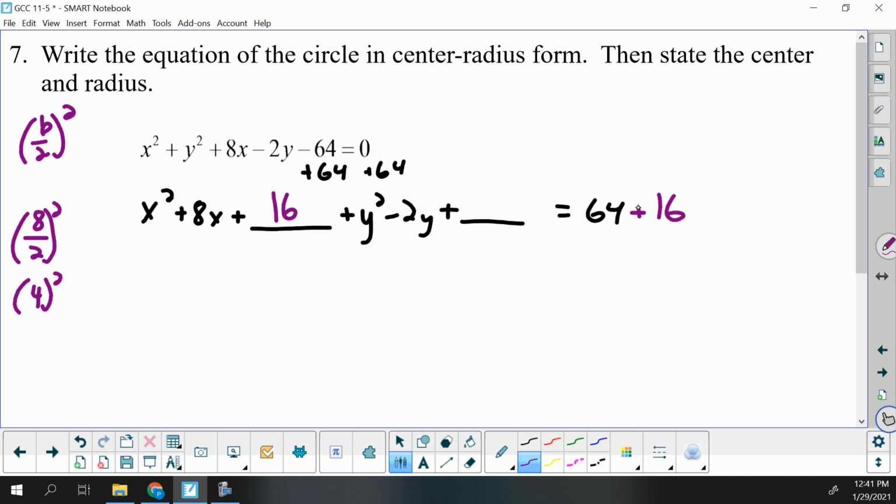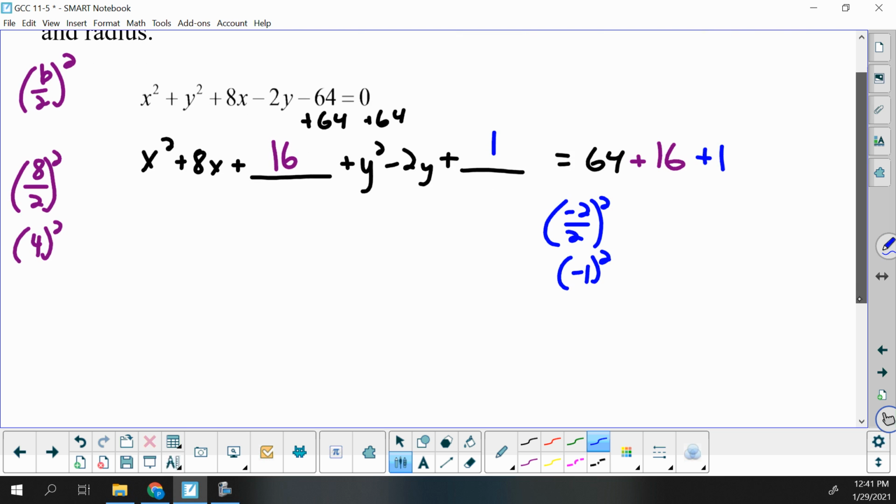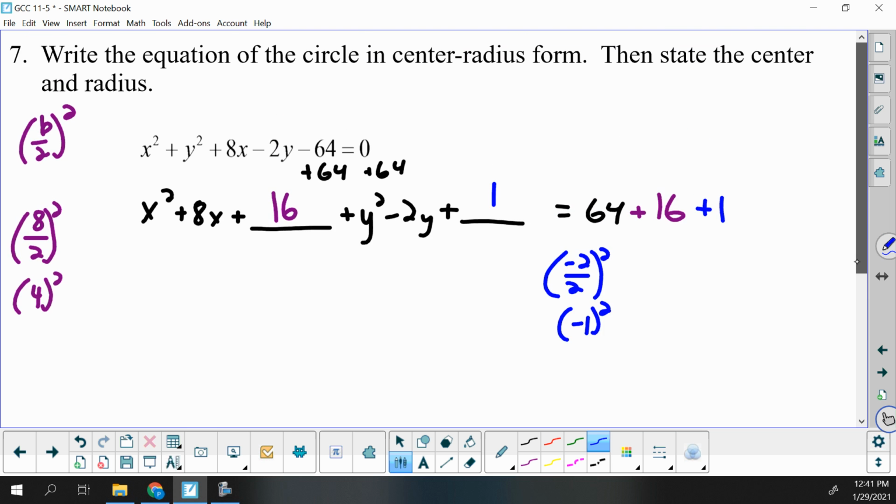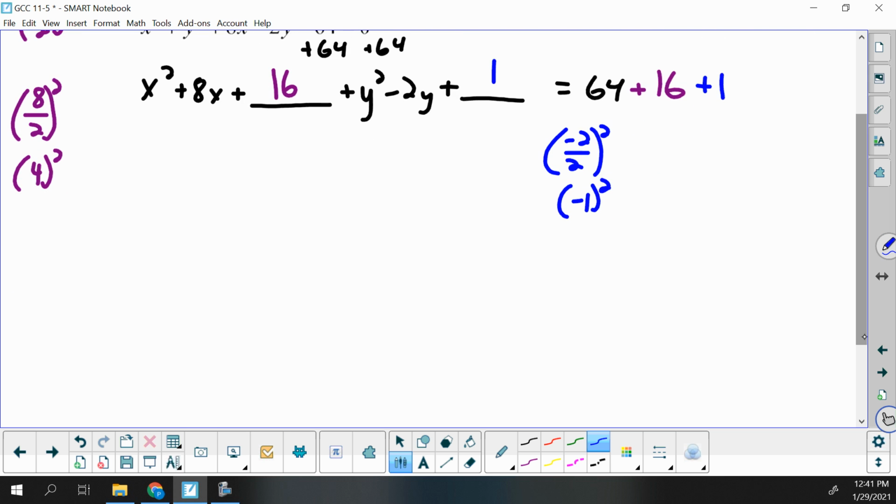Well, let's do it for the y's. Our b is negative 2, so we'll have negative 2 over 2 squared. That's really negative 1 squared. Negative 1 times negative 1 is 1. So we'll add 1 there, add 1 to the other side. So we're going to have an x part squared plus a y part squared equals 81 when we add those all up.